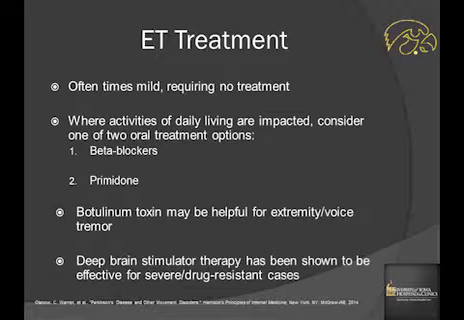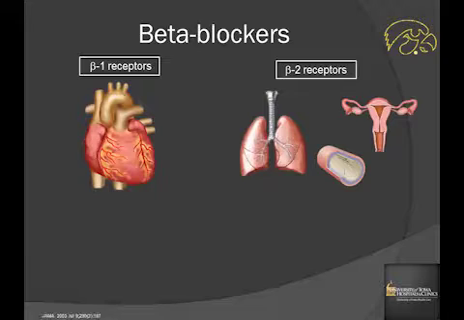Also, Botox, again, has been shown to be helpful for a very specific essential tremor, the one that affects the vocal cords. And again, deep brain stimulation therapy has been shown to be somewhat effective in extremely severe and drug-resistant cases of essential tremor. But those certainly are outside the scope of this talk, and I'll focus on really just the beta blockers and the primidone.